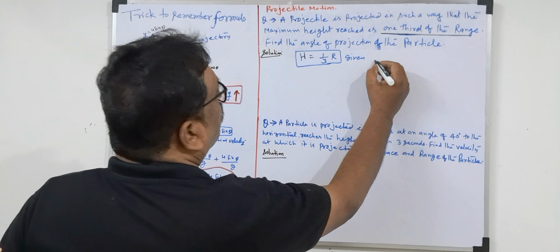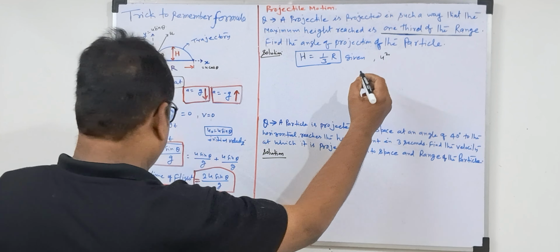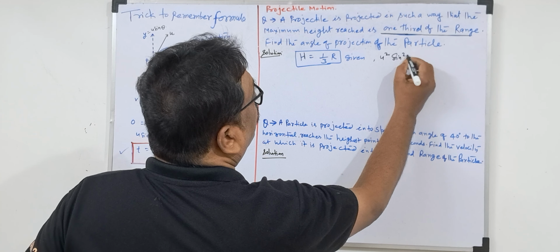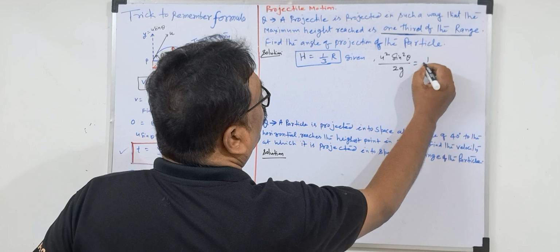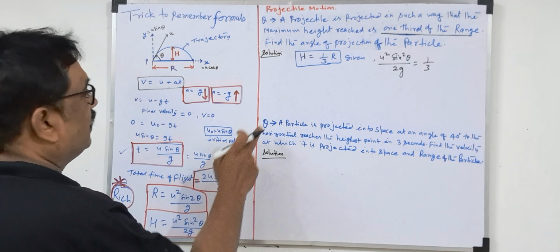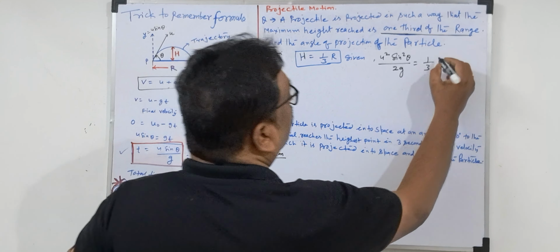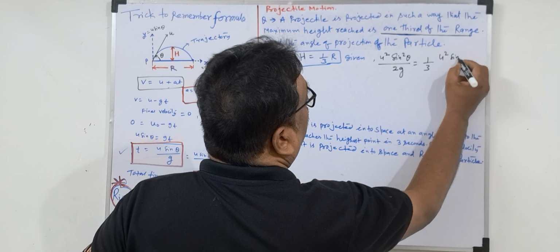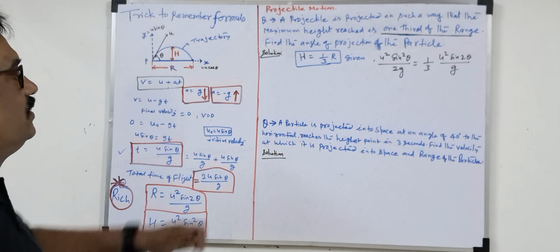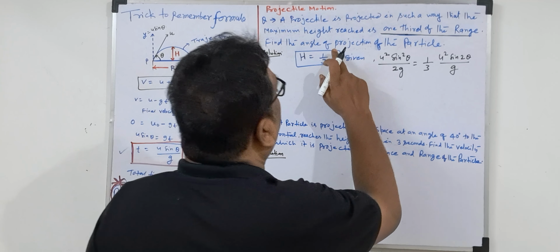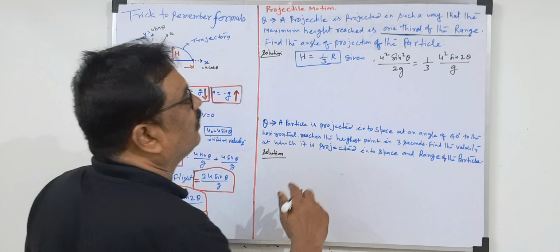So what is here? H is u square sin square theta by 2g, and that is 1/3 of the range. And what is the range? U square sin 2 theta by g. This is the given. So now we have to find the angle of projection, that means theta we have to find out.